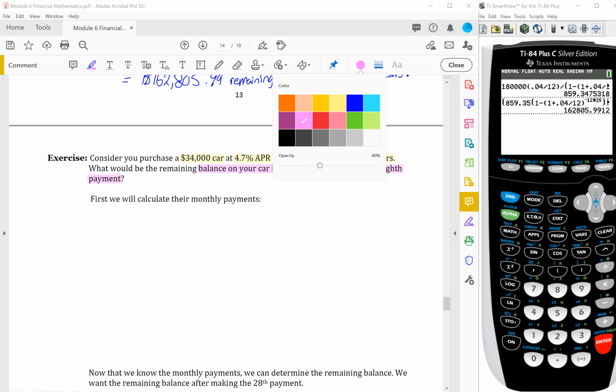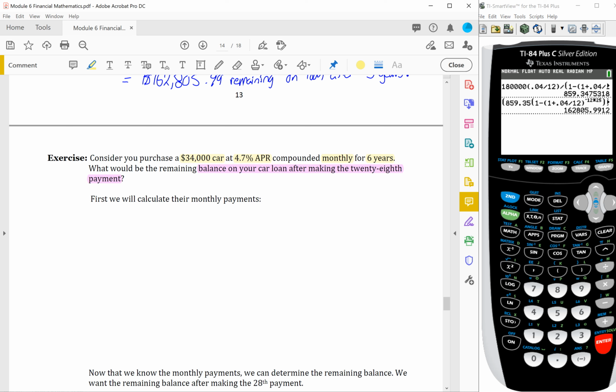Okay, so here we go. First thing we need to do is figure out what will be the monthly payments on the car. Now, I'd like to give you a moment to do this on your own. So if you could, pause the video and determine what the monthly payments will be. Afterwards, come back, unpause the video, and we'll see if we agree. I'll see you in a moment.